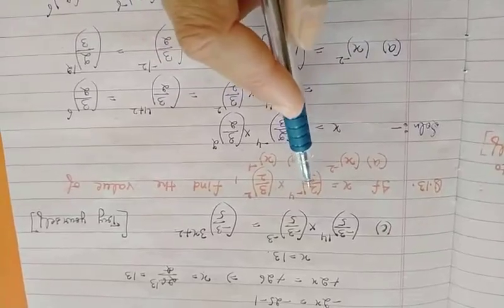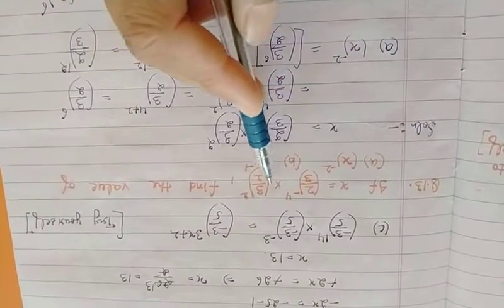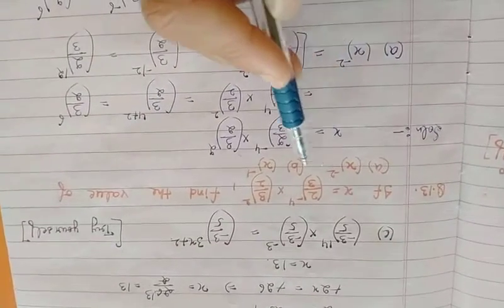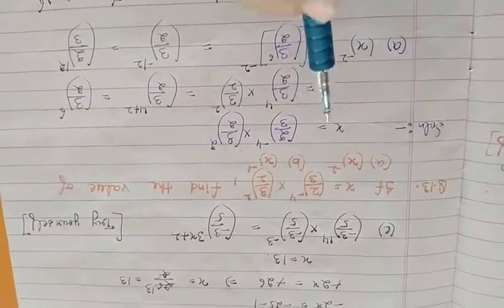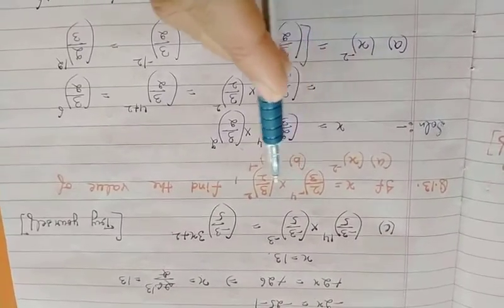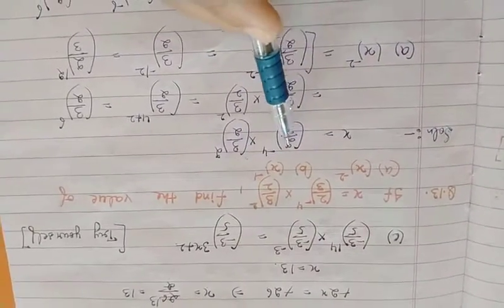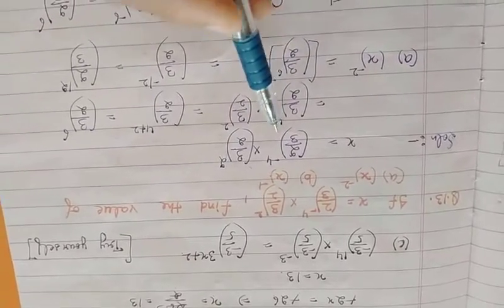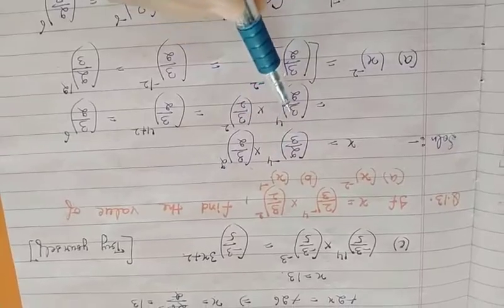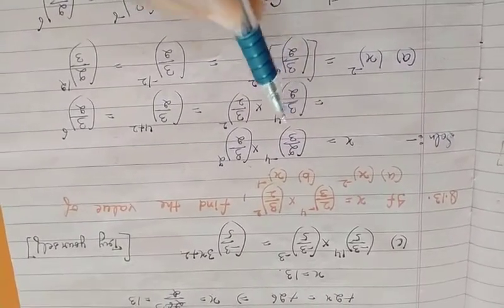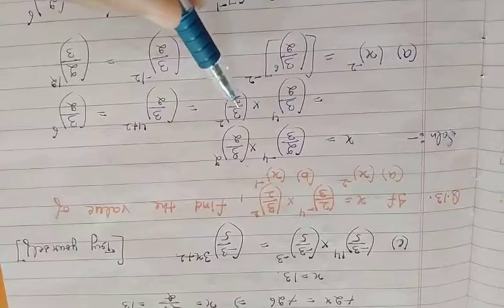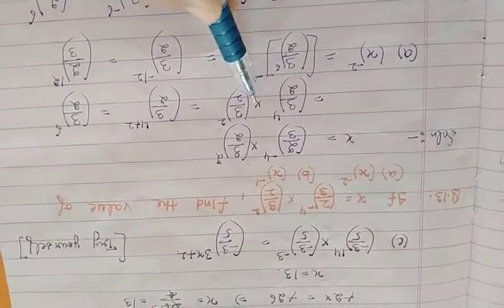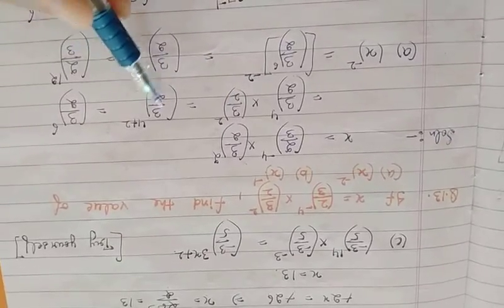If x is equal to (2 by 3) raised to power minus 4 into (3 by 2) raised to power 2, find the value of x raised to power minus 2 and x inverse. So first of all we have to solve the value of x. Then x is equal to (2 by 3) raised to power minus 4 and (3 by 2) raised to power 2. (2 by 3) raised to power minus 4 becomes, base is changed, 3 by 2 and power will be positive, into (3 by 2) square.